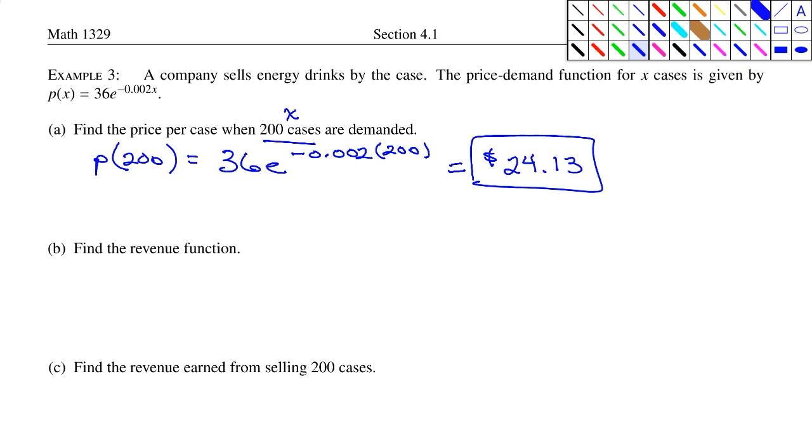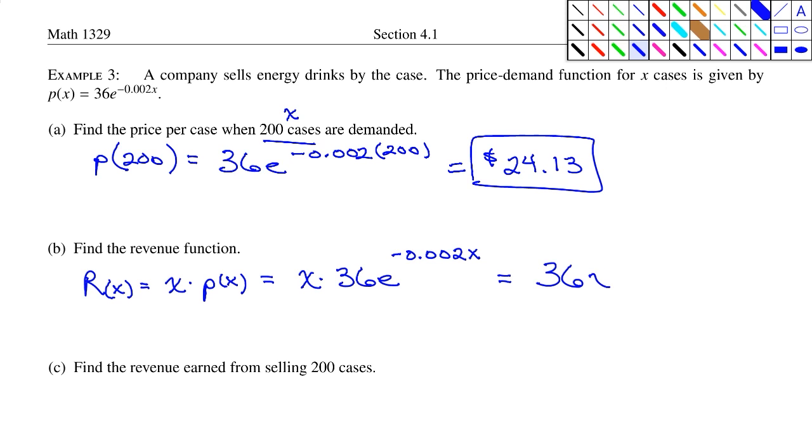Question B, find the revenue function. Well, the revenue function is equal to x times P of x, number of items times the price. So this would just be x times 36e to the negative 0.002x. And it's customary to put the x inside the number here. So it's going to be 36x e to the negative 0.002x.